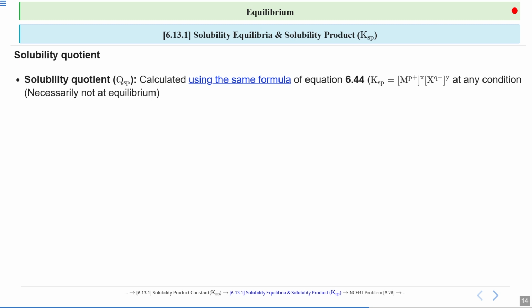So if you define it for QSP, it will become QSP equals [M^(y+)]^x [X^(x-)]^y. Here, the concentrations that you are seeing for M and X are not at equilibrium. They are at any condition. So they can be at equilibrium or not at equilibrium. So all conditions are applicable here. Now, if we consider all the conditions, then there can be 3 cases, and that will help us to predict the state of the reaction or the solution.